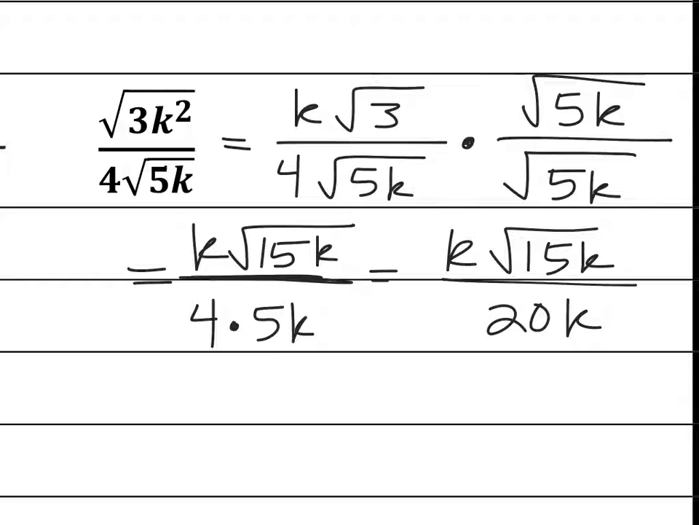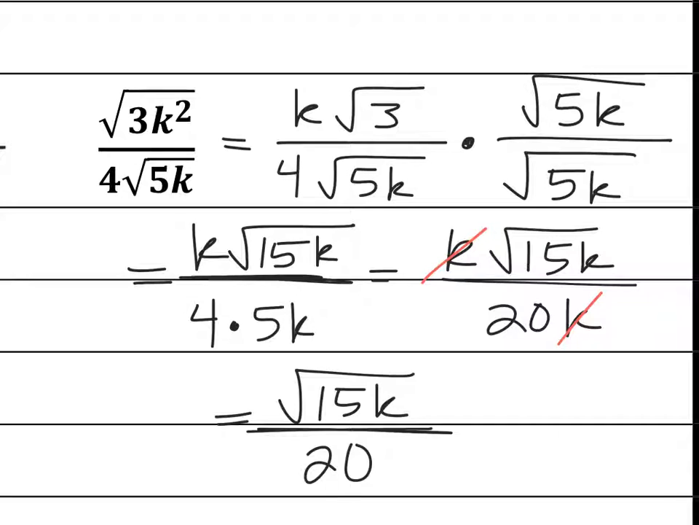What's the last thing that I can simplify, Luke? K. You can get rid of k. Yeah, cross them out. Cancels it out, right? K divided by k is 1. So you are left with root 15k over 20.